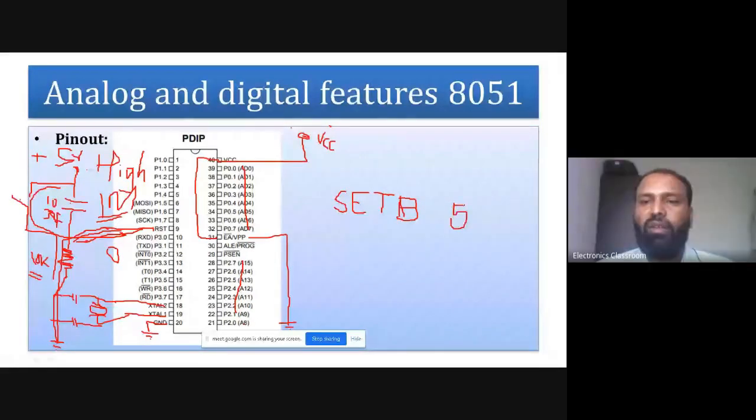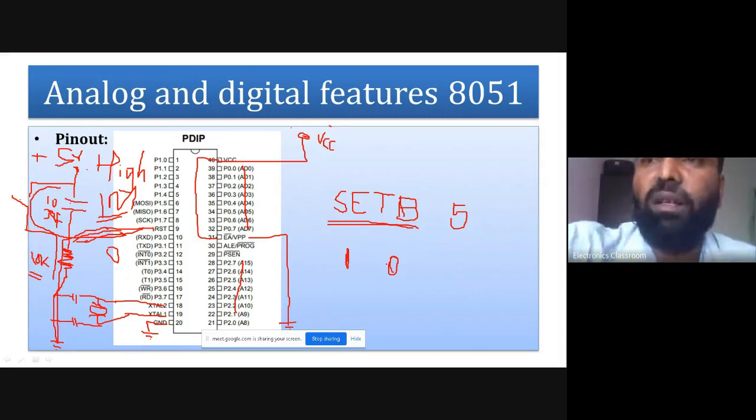Okay, so see, in the last lecture we have discussed bit addressable as well as byte addressable. So what do you mean by bit? Bit means a normal single logic 1 or logic 0. Any logic 1 or logic 0 is nothing but a single bit.